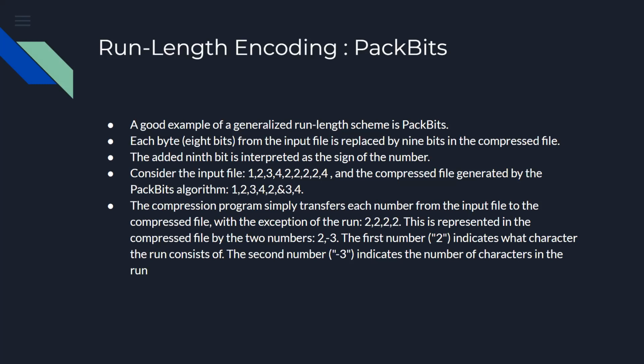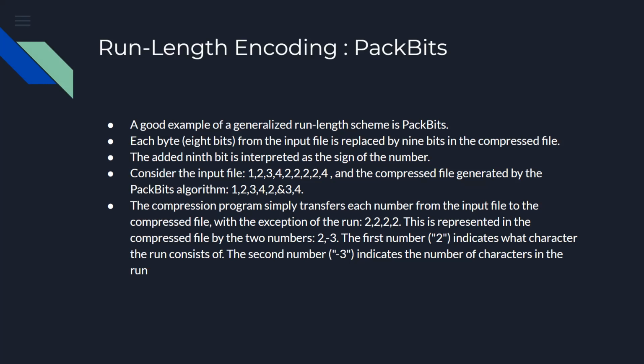The added 9th bit is interpreted as the sign of the number. That is, each character read from the input file is between 0 and 255, while each character returned in the encoded file is between minus 255 and 255. To understand how this is used, consider the input file 1, 2, 3, 4, triple 4, double 2s, and 4, and the compressed file generated by the PackBits algorithm. So it generates 1, 2, 3, 4, 2, and 3, 4.